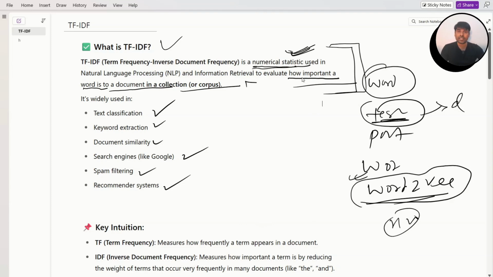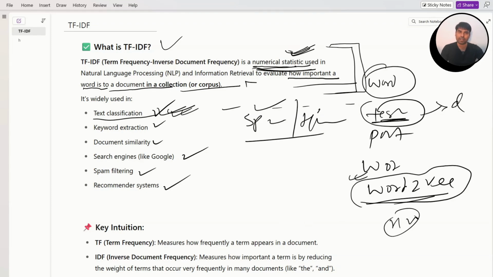Where is the application of this technique? It is generally used in text classification. Suppose you're building a machine learning model like sentiment analysis, or you have to classify multiple categories, like the spam problem, whether an email is spam or not spam, a typical classification problem. You can use this technique. Keyword extraction is also a common use, and document similarity.